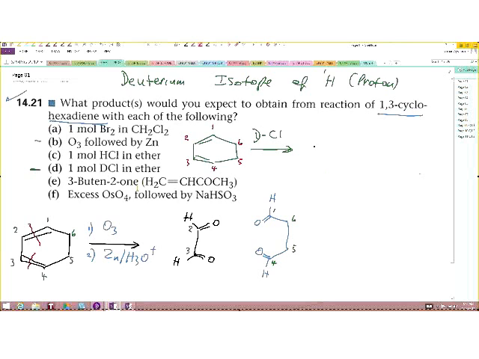So therefore, we expect here, if deuterium goes to carbon 1, for the 1,2 addition, the chlorine will go to which carbon? Carbon 2, right? So we do expect to get this. Deuterium goes here, the chlorine goes here, and the double bond is still here. That is the 1,2 addition product.